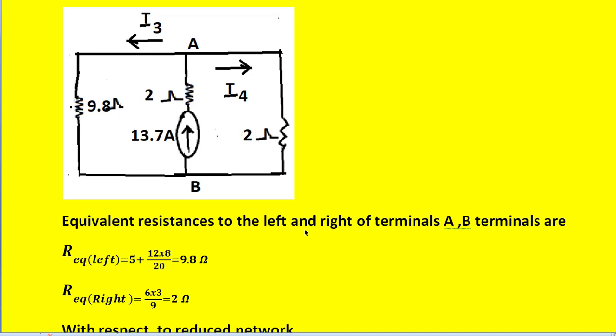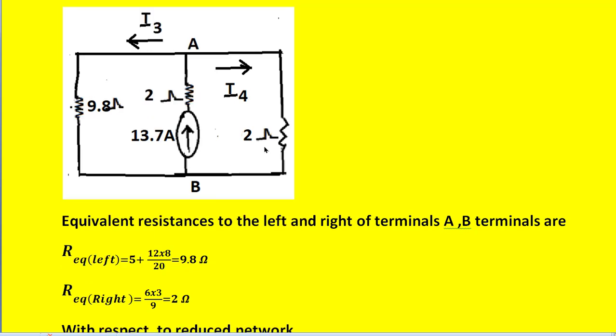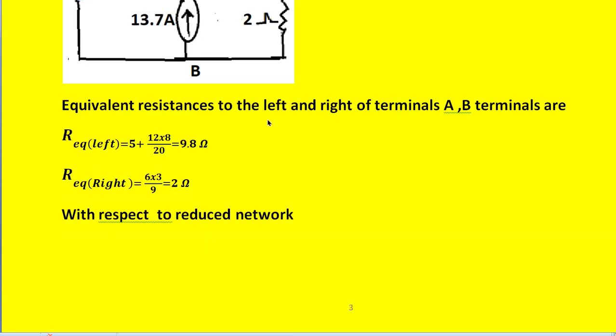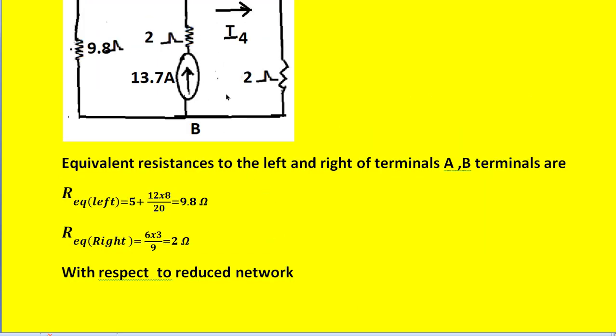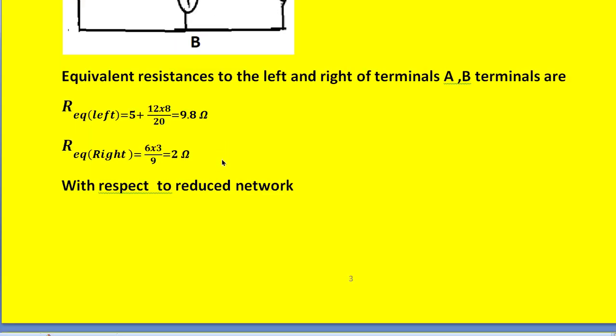The equivalent resistances to the left and right of the terminals A and B are given like this, that we can calculate: 5 plus 12 into 8 divided by 20 is equal to 9.8 ohms. Similarly, the right side, that is what we got here, 9.8 and 2 ohms. Now, for this reduced circuit, applying the current divider rule, we can find out the current flowing in this and the current flowing in this. Means we can find out what is I3 and what is I4.